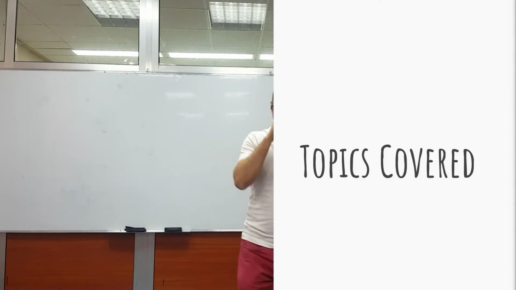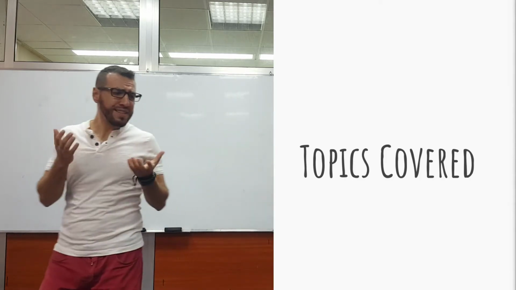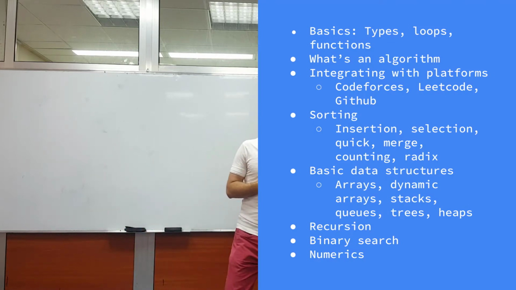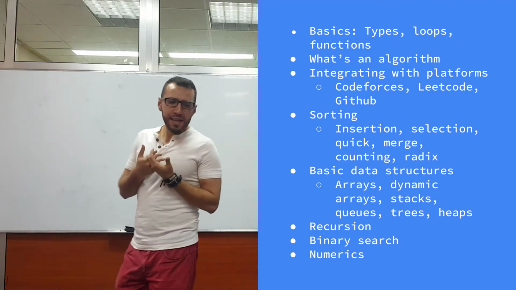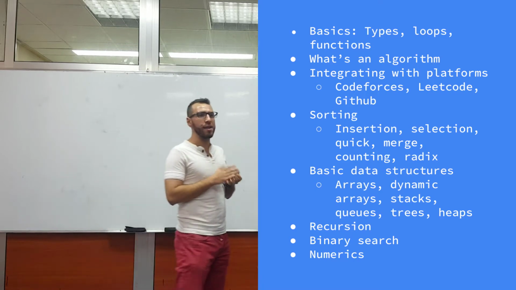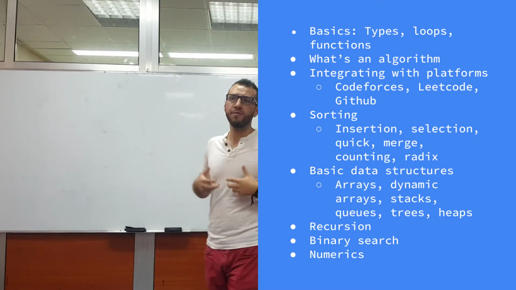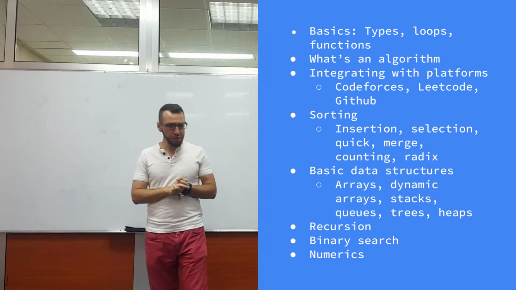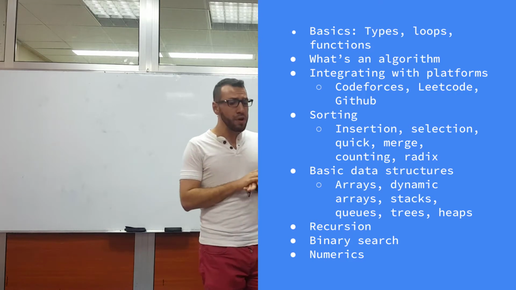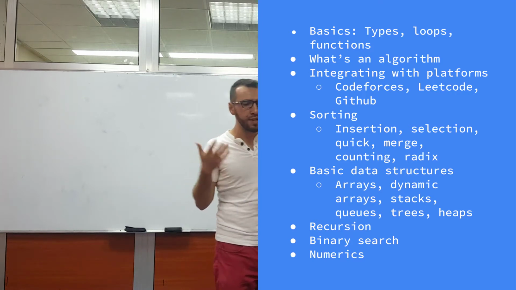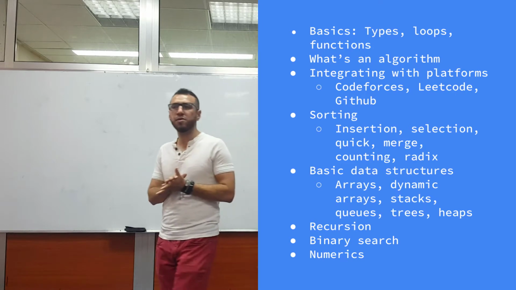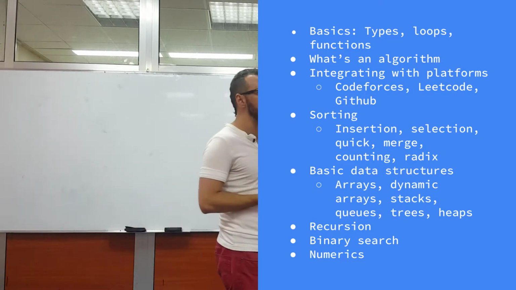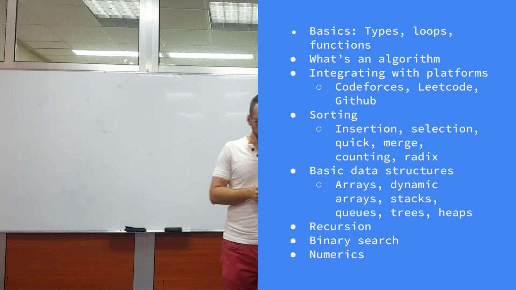So, the topics that we have covered in the first half. We started with the basics, like types, loops, functions. What is an algorithm? And then we integrated with 3 different platforms: Codeforces, LeetCode, and GitHub. We are using Codeforces mostly for contests, LeetCode for practicing, and GitHub for uploading our codes. And then we dove into sorting algorithms, and we covered insertion sort, selection sort, quick sort, merge sort, counting sort, and radix sort. We also evaluated them in terms of performance, memory usage, whether they are stable or not.